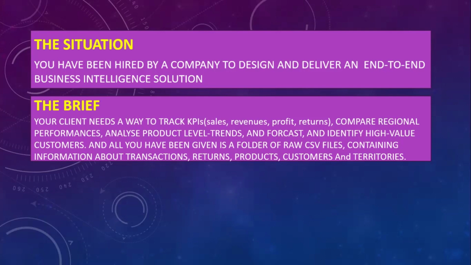You want to look at the returns. You also might want to compare regional performances. Maybe the organization has about 4 or 5 branches, and they want to know the performances of all the branches around. How are they performing? You may also want to analyze the product level trend.